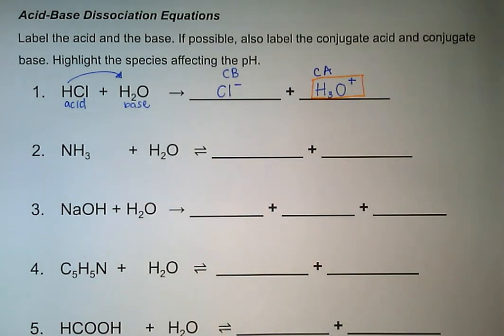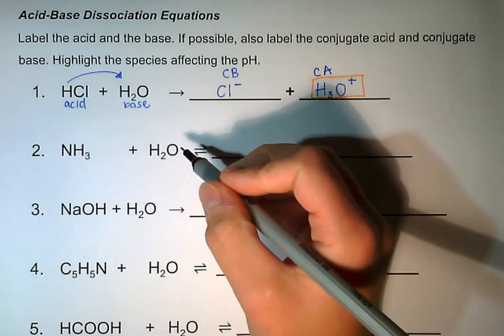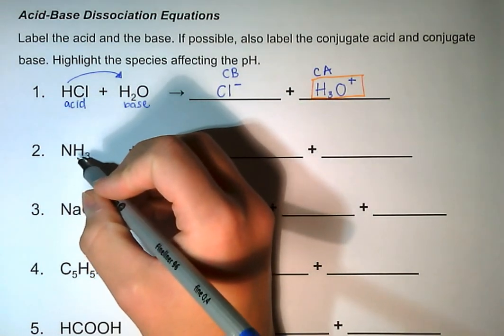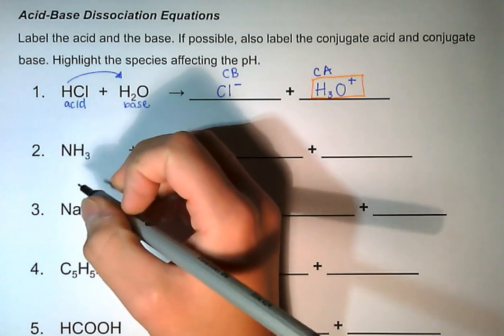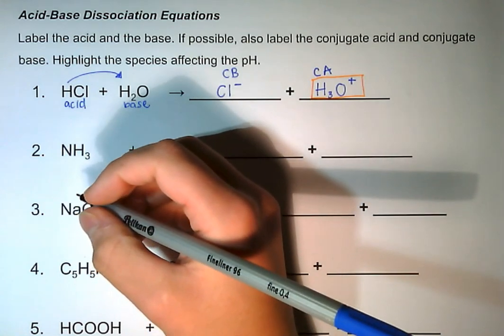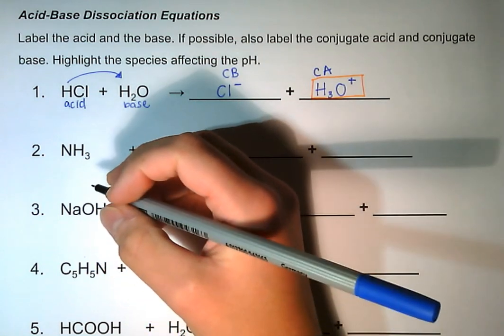Moving on to number 2, we have NH3 plus H2O. Our water, once again, is amphoteric. It can behave as an acid or a base, so we need to decide whether NH3 is an acid or a base. NH3 is ammonia, which is a common base. It's one that's just good to memorize off the top of your head and know that.